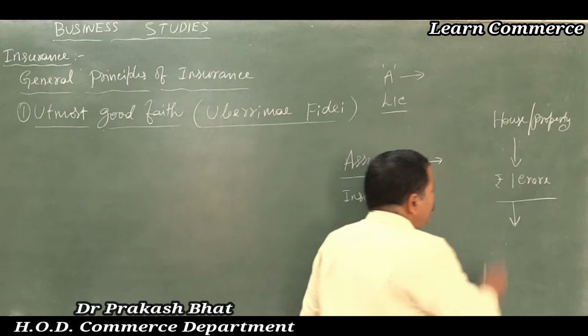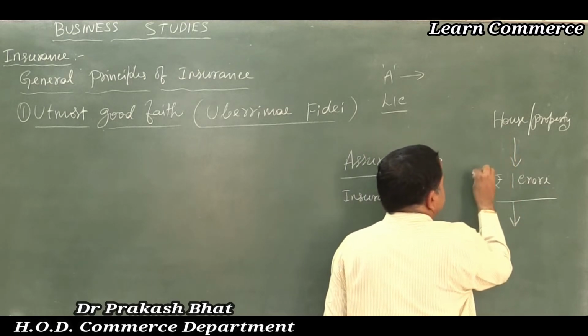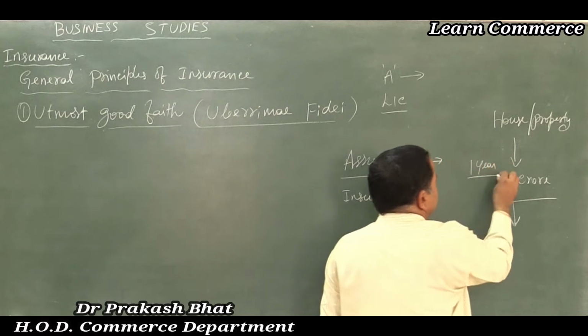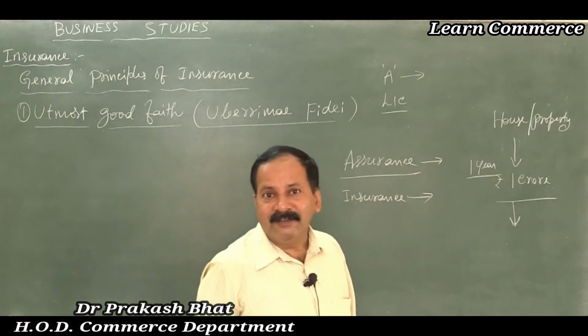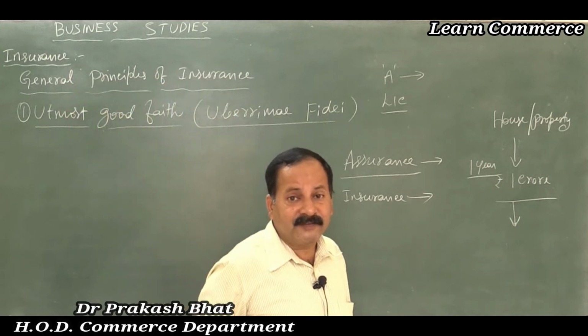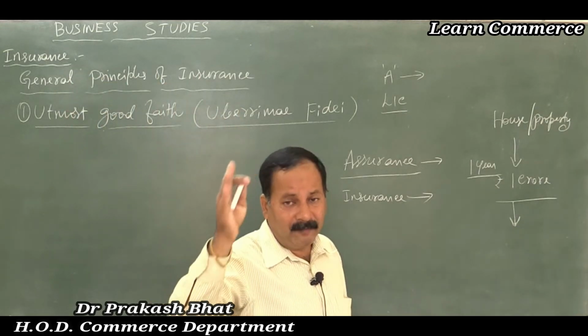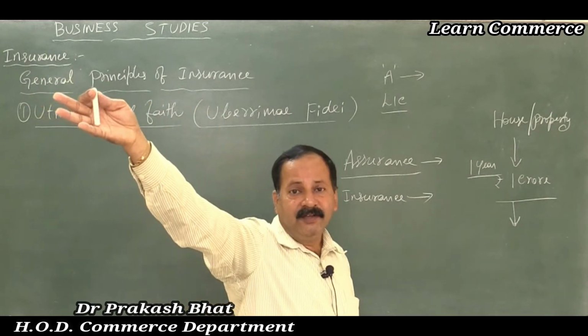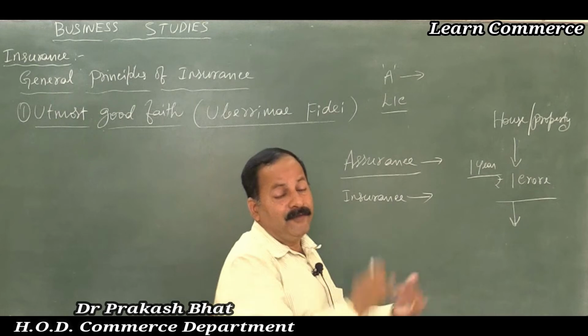So here, if nothing happens, the insurance policy was taken for maybe 1 year, because in general insurance, it will not be given for a longer period of time. Like in life insurance, the insurance contract will be maybe for 30 years, whole life, like that. A long term contract will be there in case of life insurance.